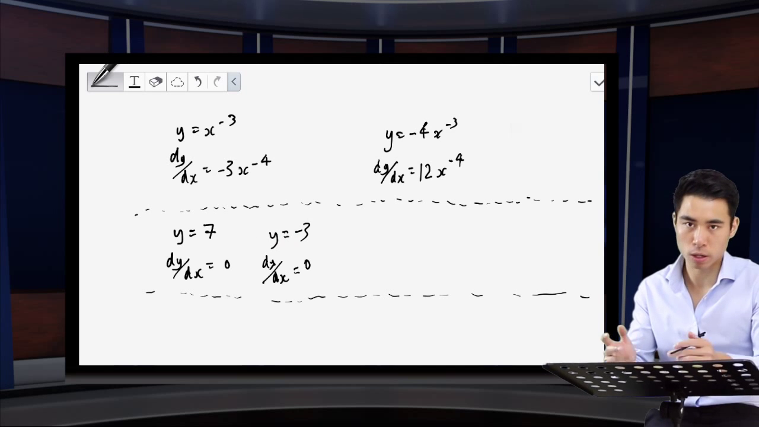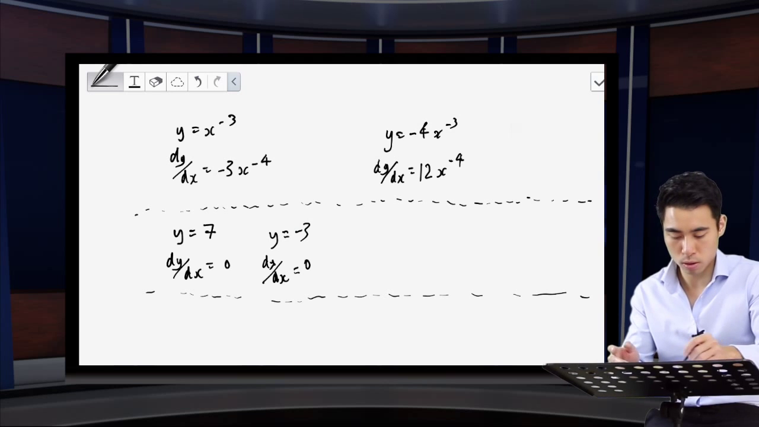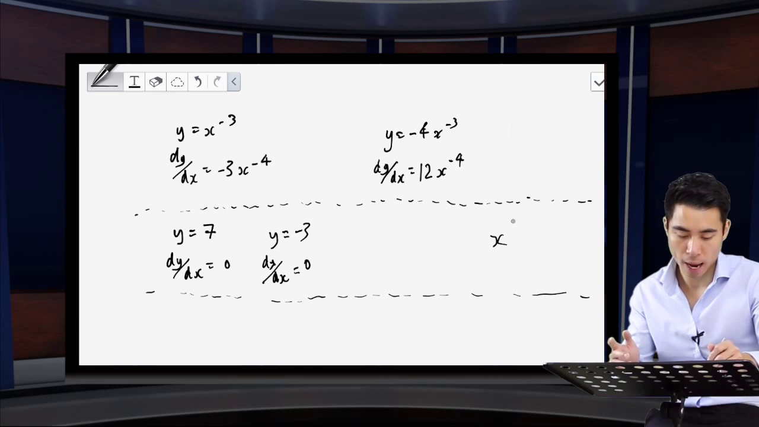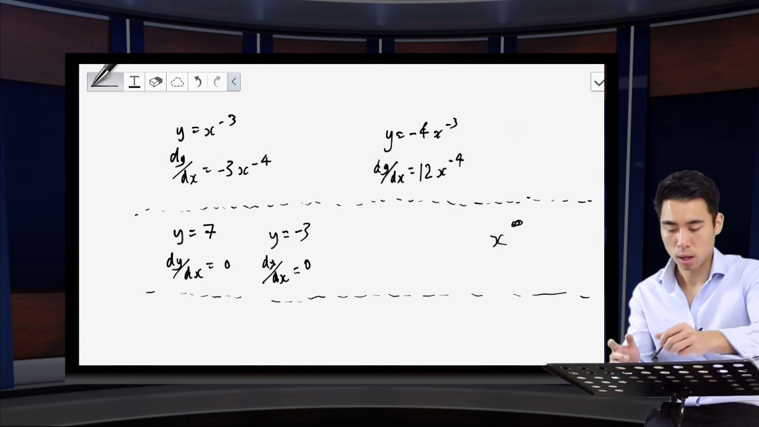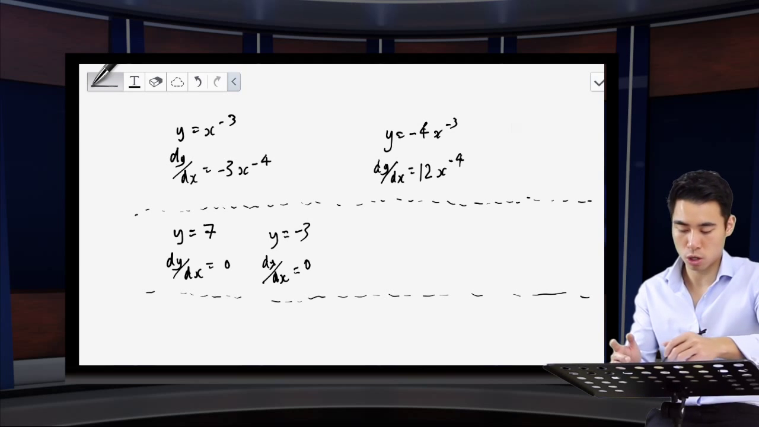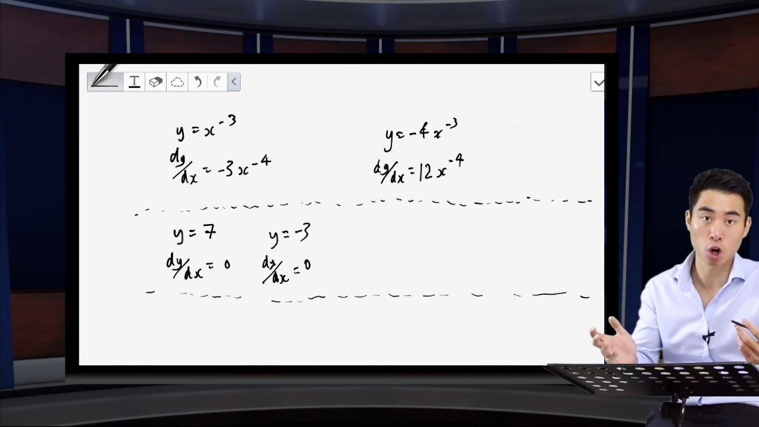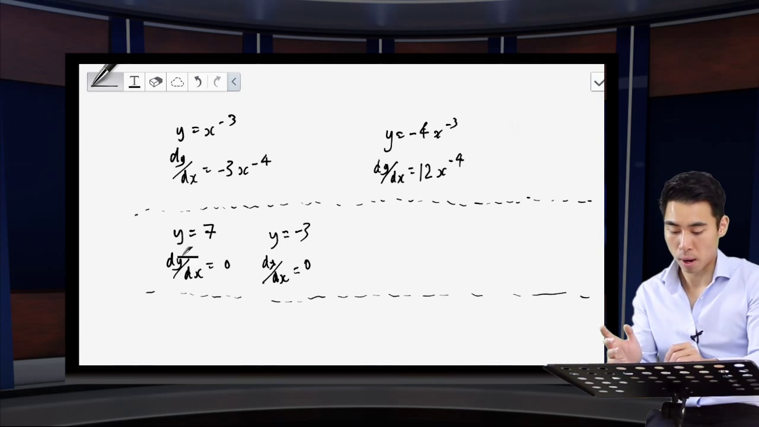I do show this in my notes, I'm not going to go through it here: if you apply your rules and you consider what happens when you differentiate x to the 0, you can see why differentiating a constant will give you a gradient function equal to 0.